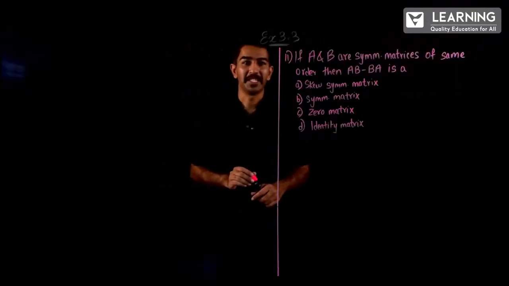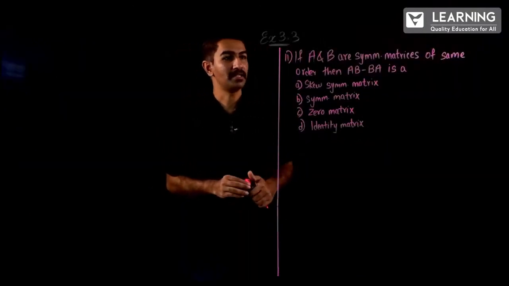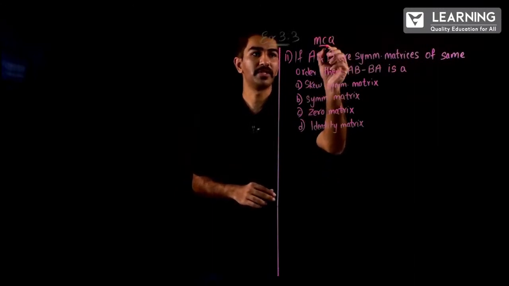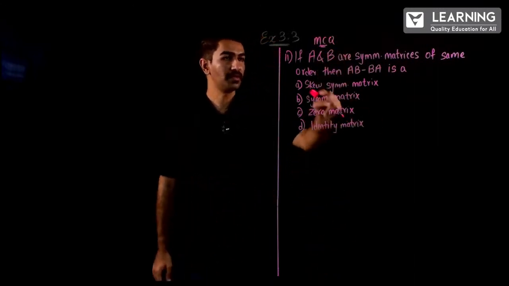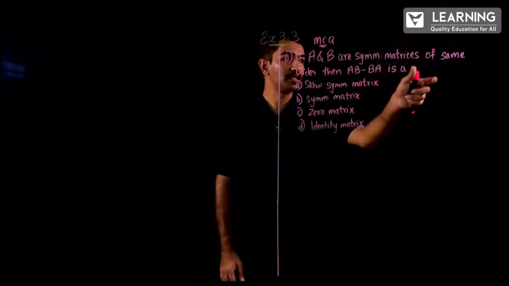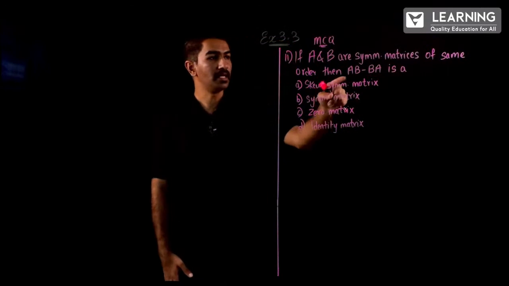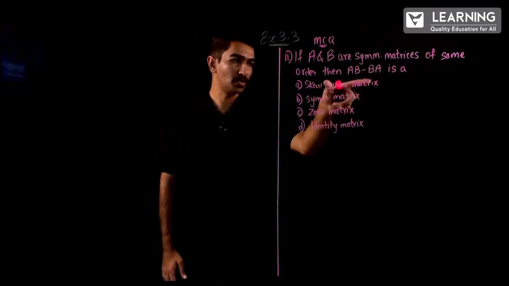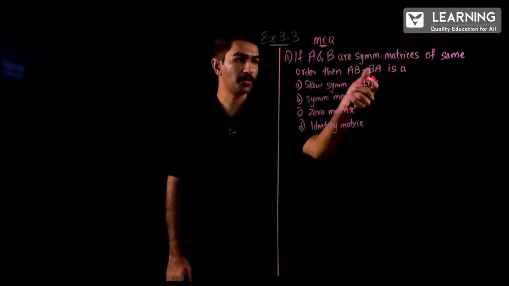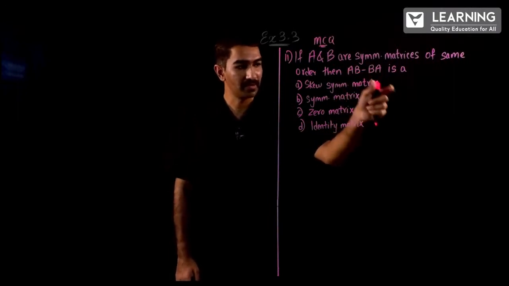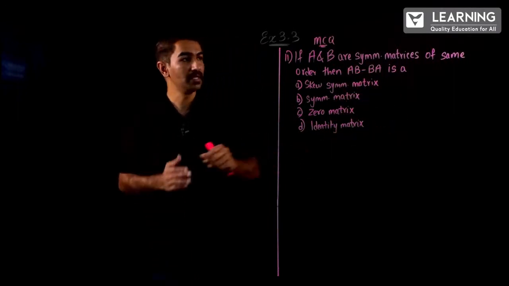Okay, students, moving on to the next problem. The very last problem of exercise 3.3. So this is an MCQ question which we have here. Okay, we'll solve this problem. Read the question first. If A and B are symmetric matrices of same order, then AB minus BA is what? Okay, so you can assume a matrix for A, matrix for B, do the matrix multiplication and the difference and finally find out. Okay, that will take some time.